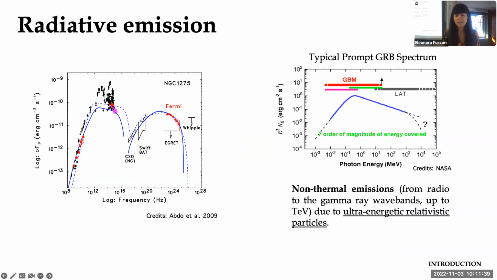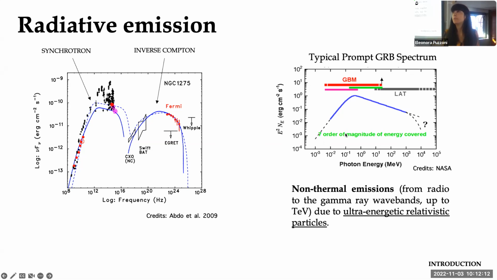Here on the left, you see the typical spectra of an AGN that is characterized by a double-bump trend, in which the low energy part is due to the synchrotron emission, while the high energy part is due to the inverse Compton mechanism. Here on the right, you see the typical spectra of a gamma-ray burst, and as you can see, it covers several orders of magnitude of energy. Indeed, this non-thermal emission has been observed from the radio to the gamma-ray wavebands.